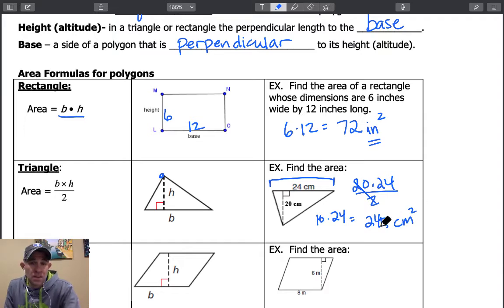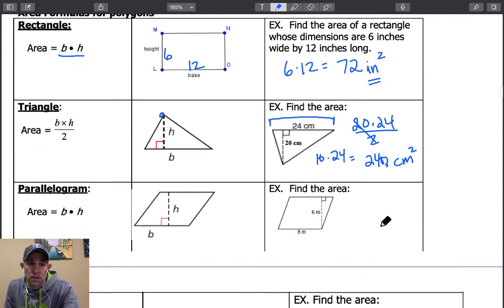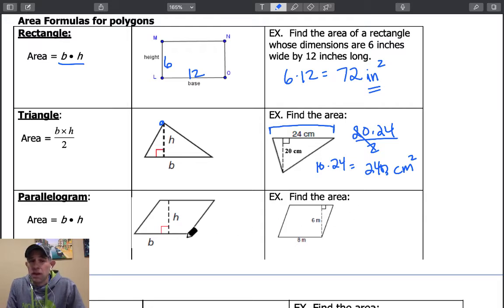All right, and our next example is a parallelogram. Now, a parallelogram also has the area formula of base times height, where our base is simply one of the sides of the parallelogram, and the height is the perpendicular distance between those two parallel bases. So to find our area of this parallelogram, we're simply going to take our base 8 and our height 6 and multiply them together. 8 times 6, you guys know, is 48, and that's 48 meters squared.